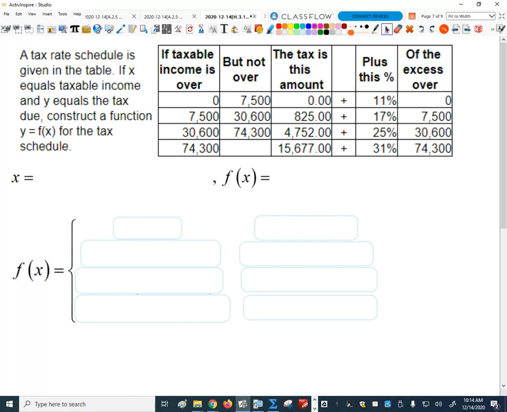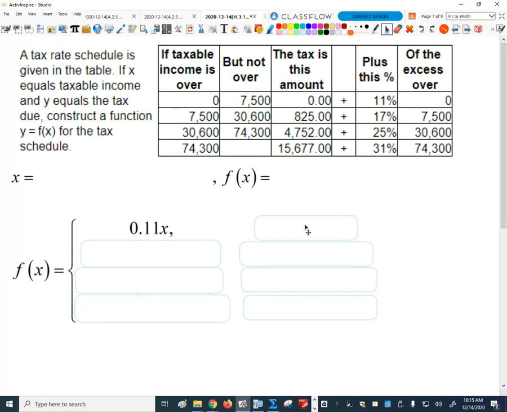What do you think, Sarah? What are you going to do for the equation for the first piece, row 1? It would be 11% of the X. There you go. So 0.11x. Okay, and what's the domain for piece 1?